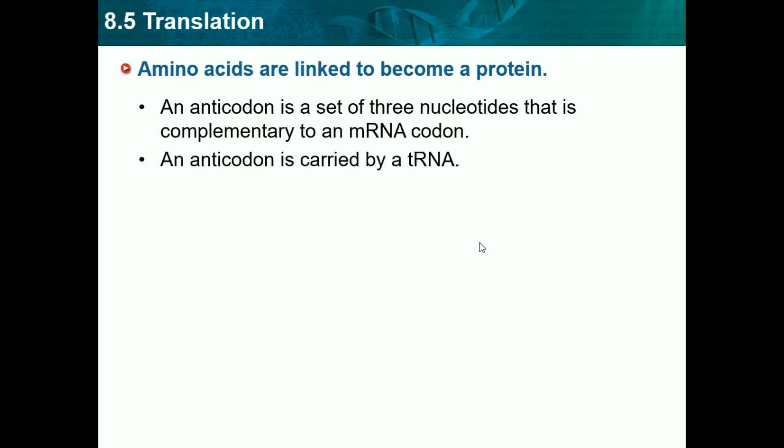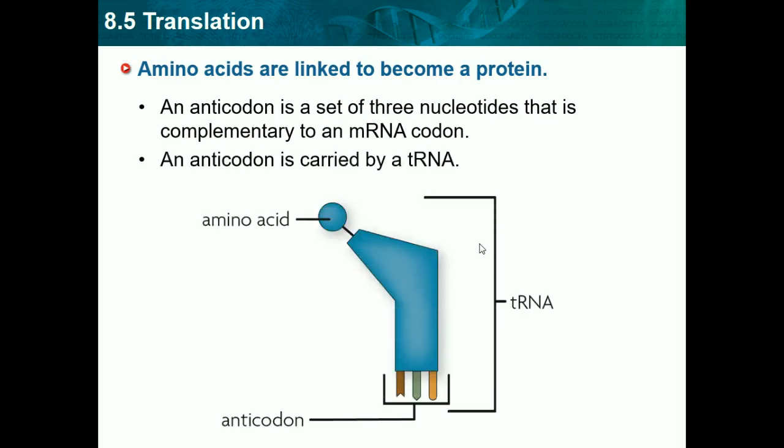An anticodon is carried by a tRNA. So here we have tRNA, which is transfer RNA. It's just another type of RNA, and it helps in the translation process. So for the tRNA, it's everything but this amino acid up here. It's this part of the body and the anticodon.